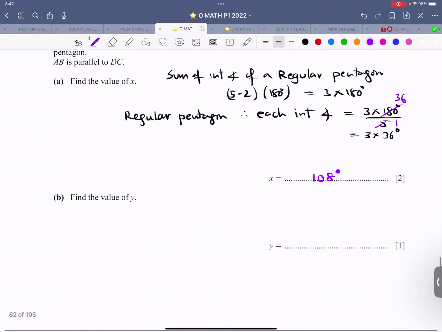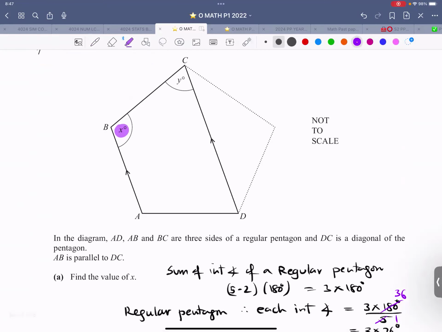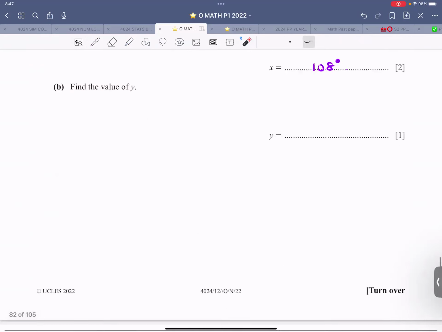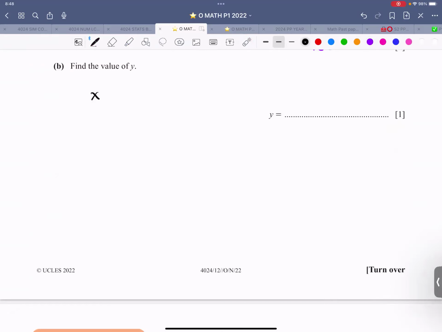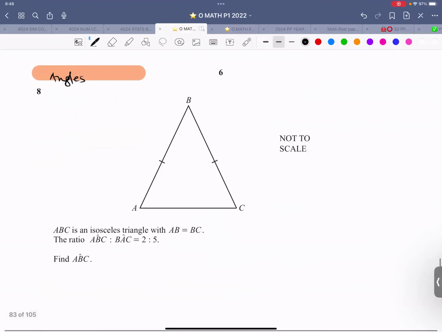That is X. What about the value of Y? For Y, these two, because they are parallel, are interior angles, so they should add up to 180. Therefore, X plus Y equals 180 degrees, in brackets: parallel lines, interior angles. So this is 108, this is Y, this is 180, therefore Y is 72 degrees. So this question is done.